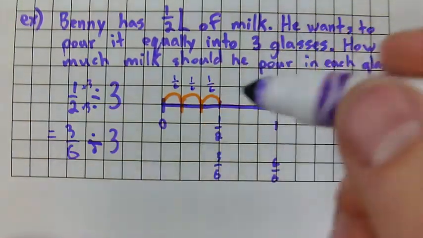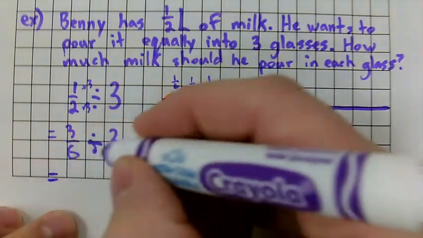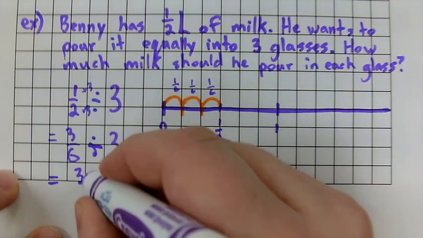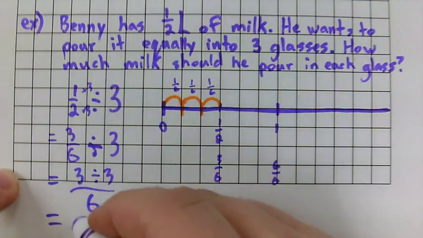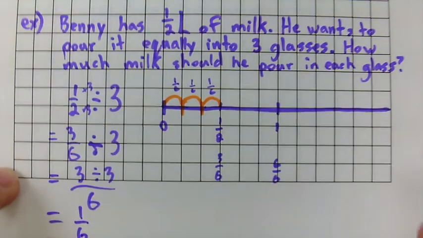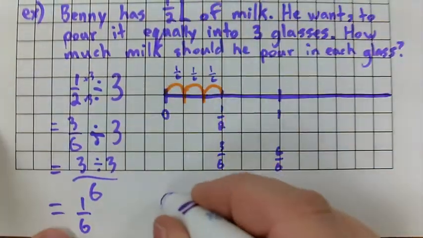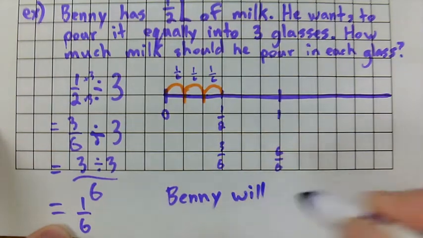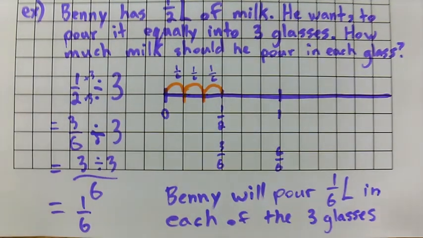So therefore, if I'm dividing this by 3, 3 divided by 3, all over 6, 3 divided by 3 is 1/6. So to answer the question, Benny will pour 1/6 of a liter in each of the 3 glasses.